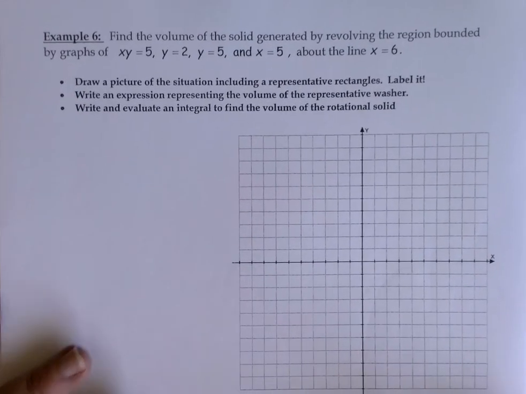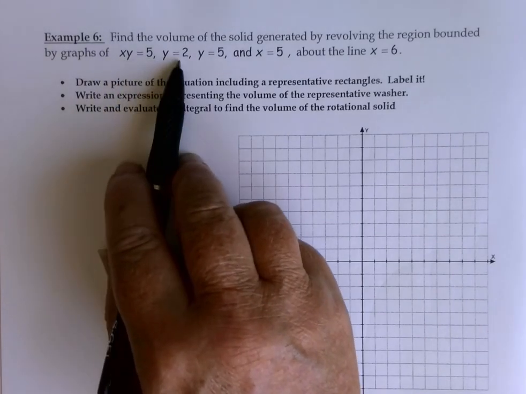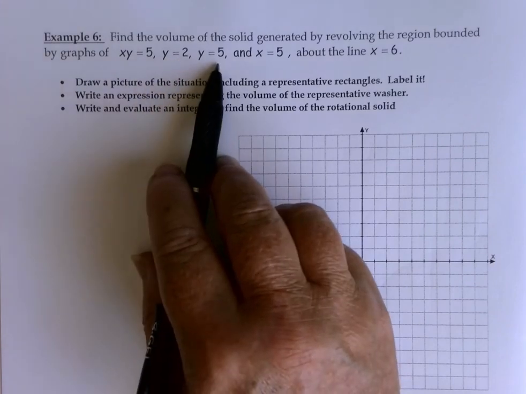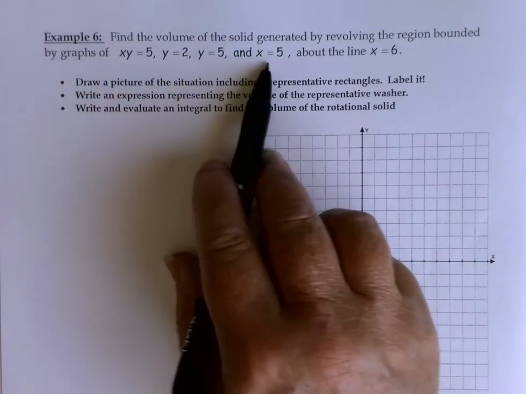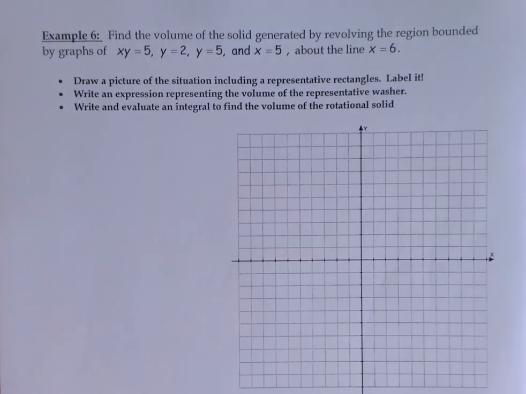In this last one, we're looking for the volume of the solid generated when we revolve the region bounded by the graphs of xy equals 5, y equals 2, y equals 5, and x equals 5, about the line x equals 6.